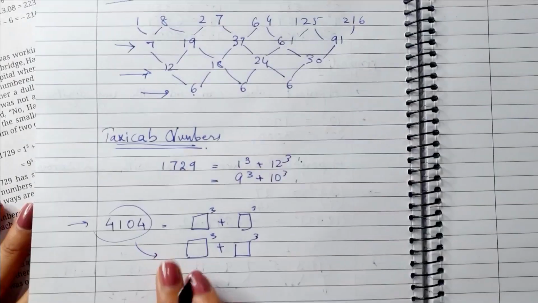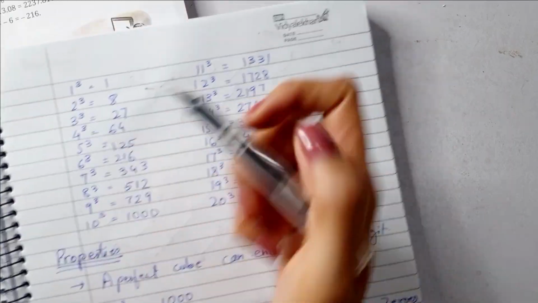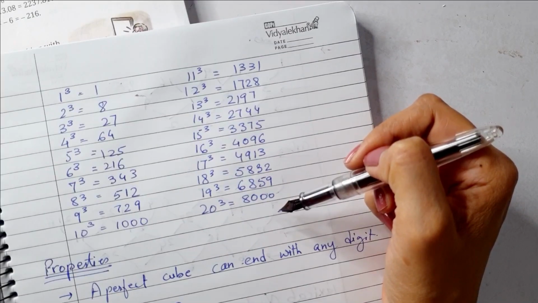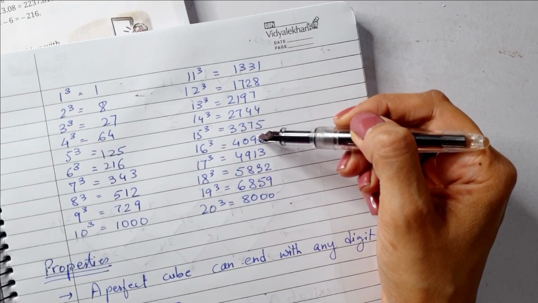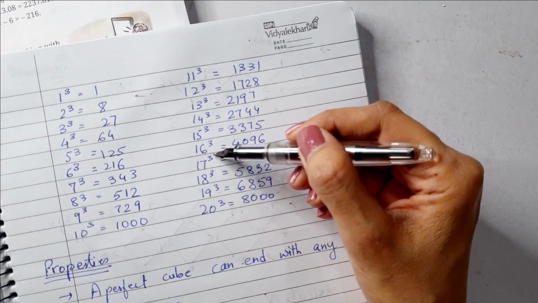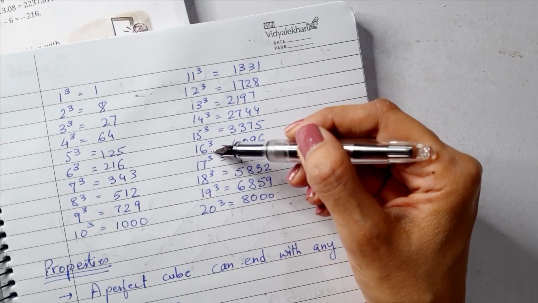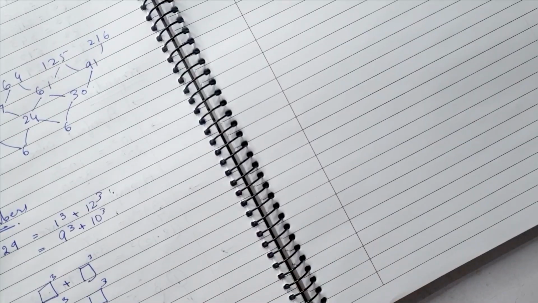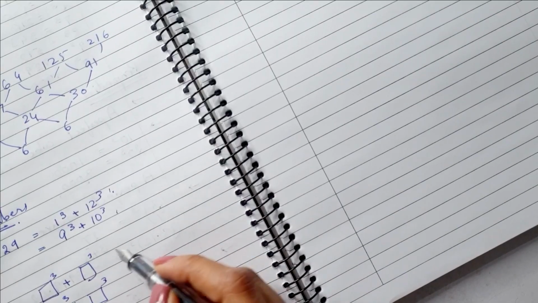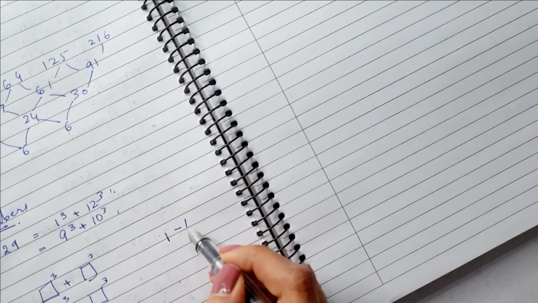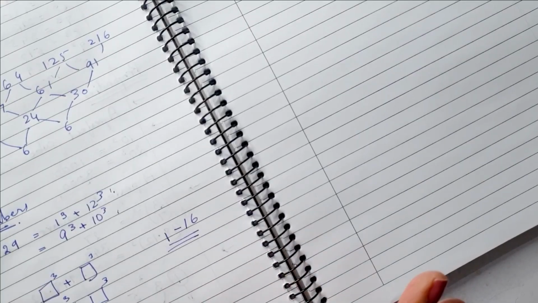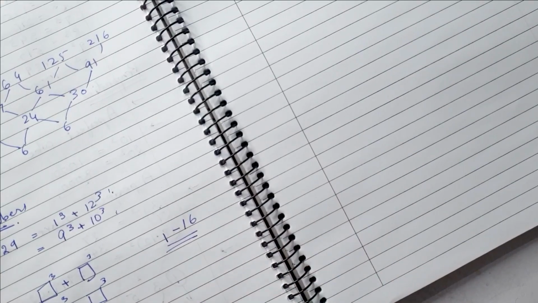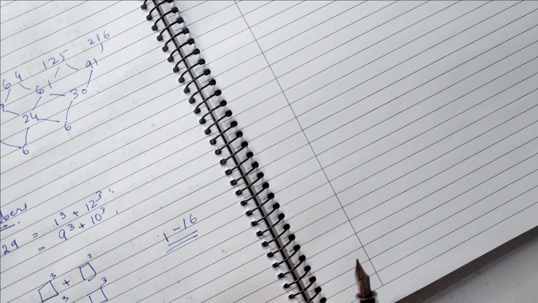So let's go back to our table. We have 4104. Here if I see 4104, the largest number which is smaller than 4104 is 16 cube, right? 16 cube is 4096. So if 16 cube is 4096, it means that none of these numbers can be bigger than 16. So we have to basically check 1 to 16 and see how it pairs. Okay, so we will have to do it one by one actually.